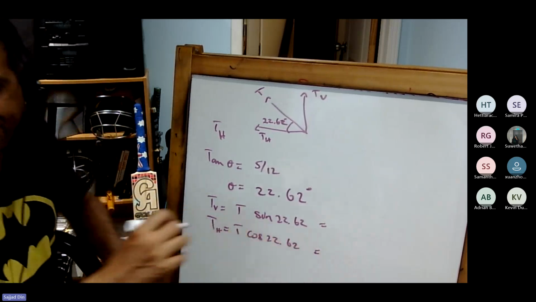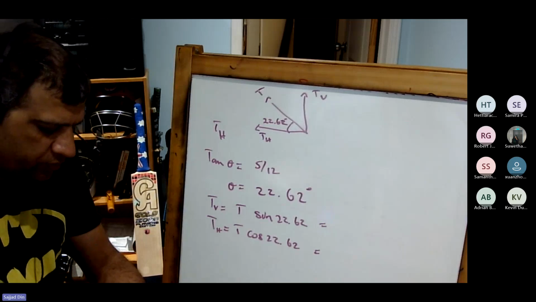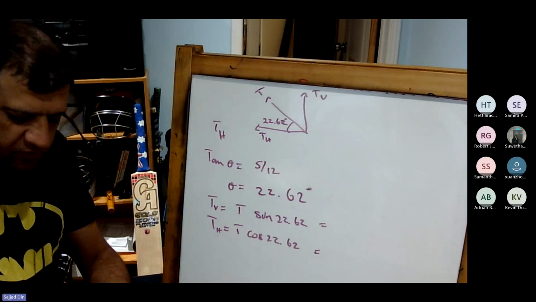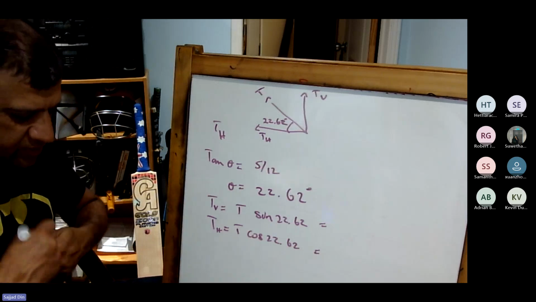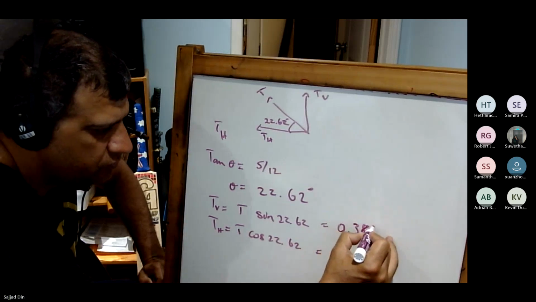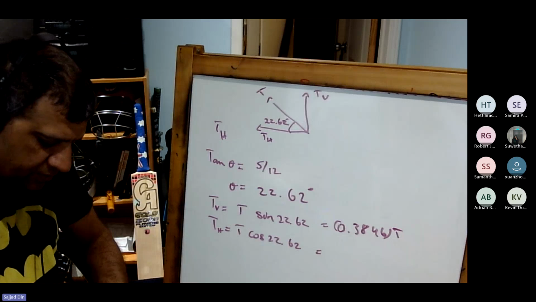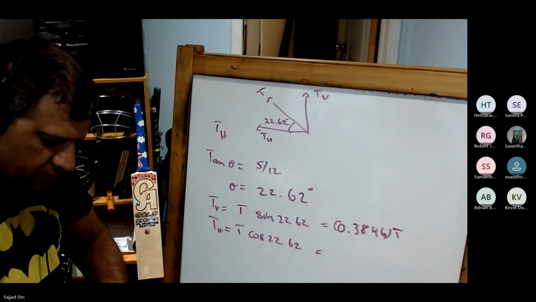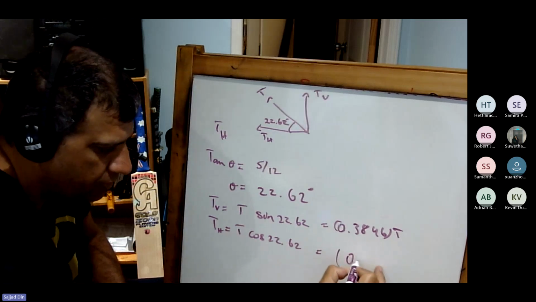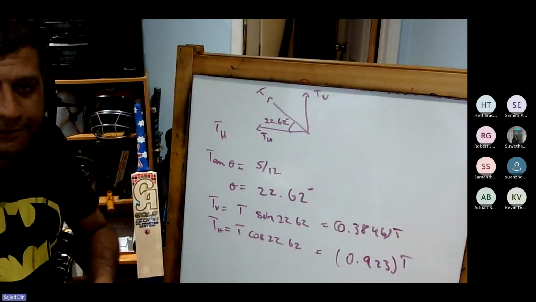What does that give us? 22.62 sine, it's 0.3846 T. Cosine 22.62 cosine, so that's 0.923 T. Okay.